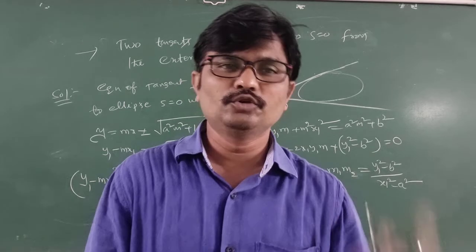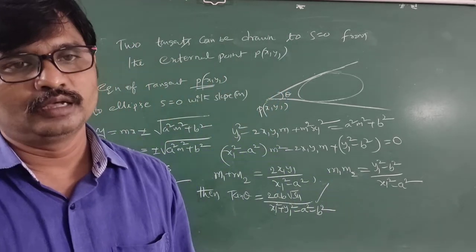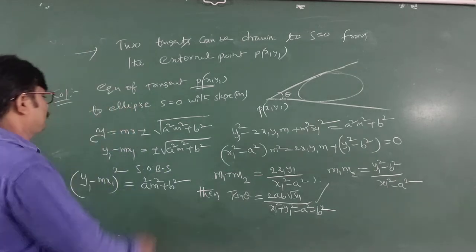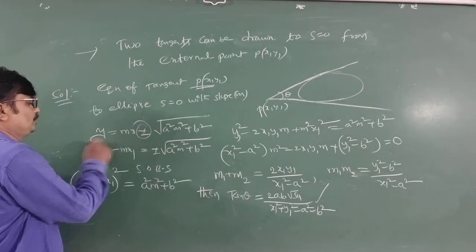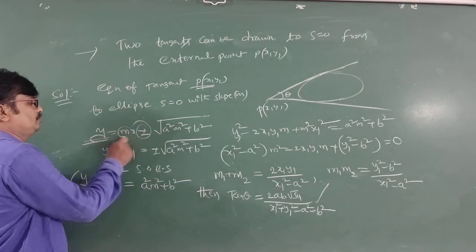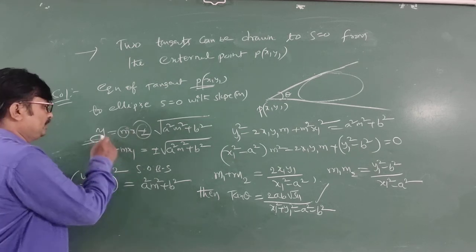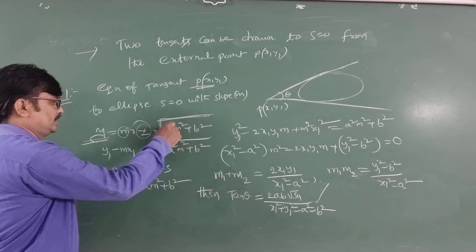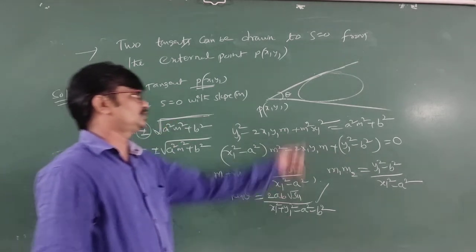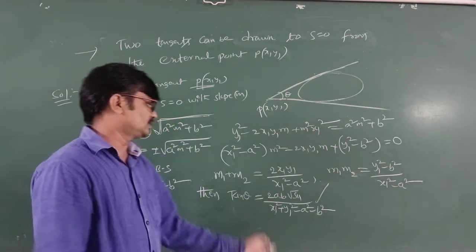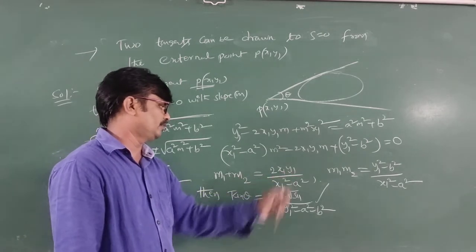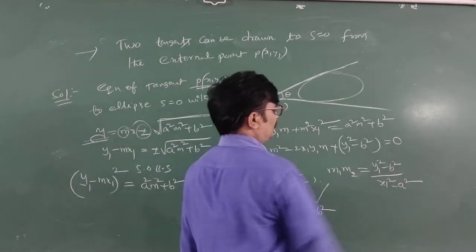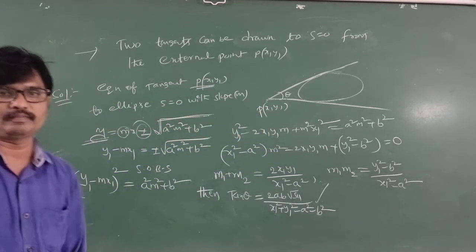What is it, students? Two tangents can be drawn to the ellipse from the external point P(x1, y1). We know that the equation of the tangent with slope m to the ellipse is y equal to mx plus or minus under root of a square m square plus b square. In that case, there exist two slopes m1 and m2. The sum of the slopes is 2x1 y1 by x1 square minus a square. The product of the slopes is y1 square minus b square by x1 square minus a square.